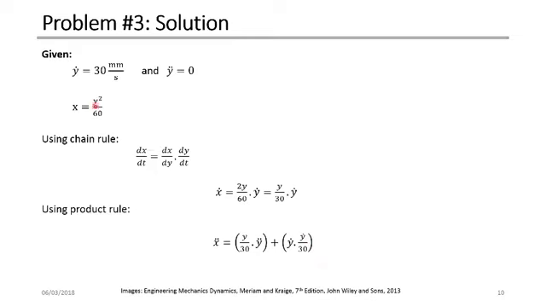So we've got y dot as 30, we've got y double dot as 0, and we've got x dot as an equation and x double dot as an equation. So we have the components now of the velocity and acceleration in the x and y directions.